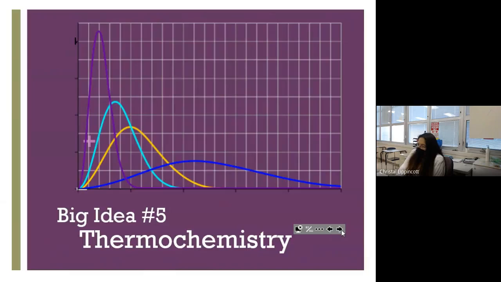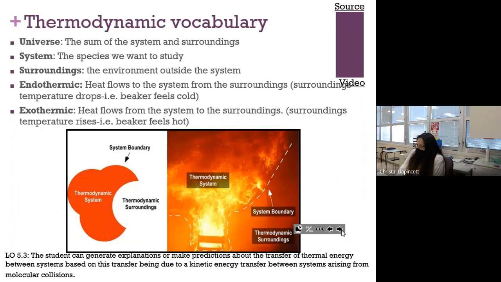All right, so big idea 5, thermochem. Universe, system, surroundings. You guys need to be comfortable with this. This is the system and the surroundings. The system is the chemicals that we're working with. The surroundings are the environment around it.